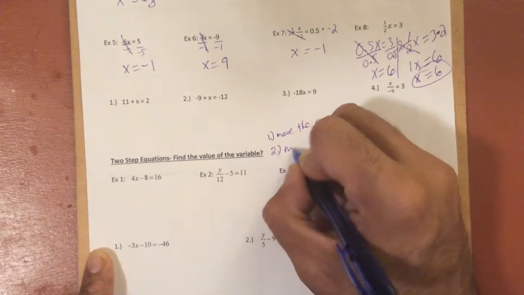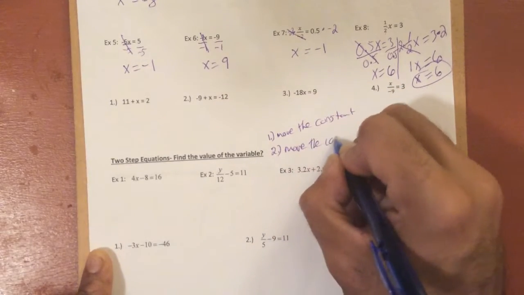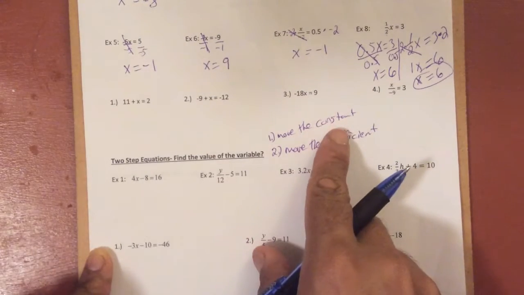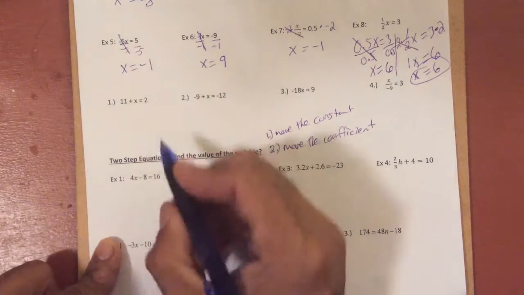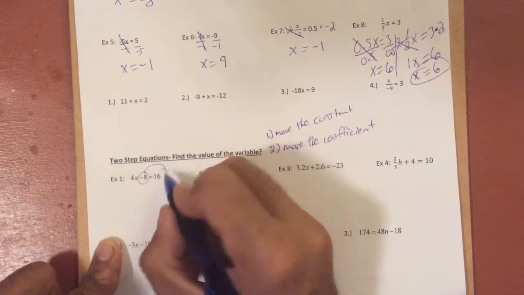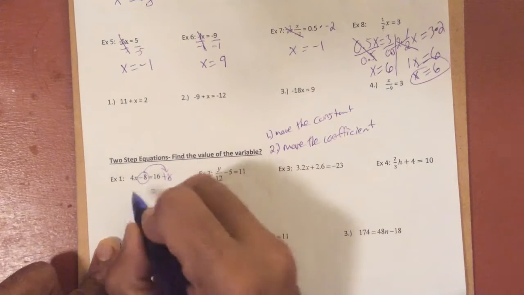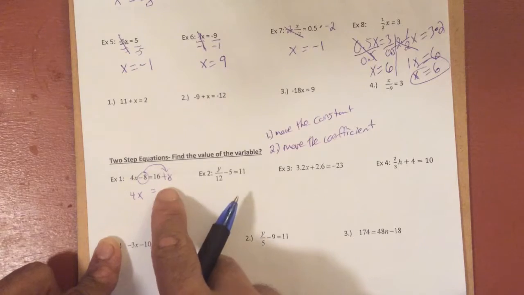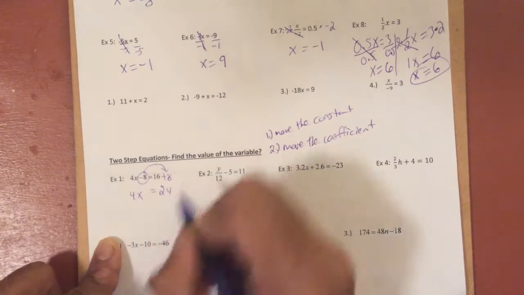Step 2, move the constant. So now, of course, you should know that the constant is the number without the letter. And so in example 1, that's -8. So jailbreak the -8 to become +8. So I'm left with 4x equals 16 plus 8, which is 24.